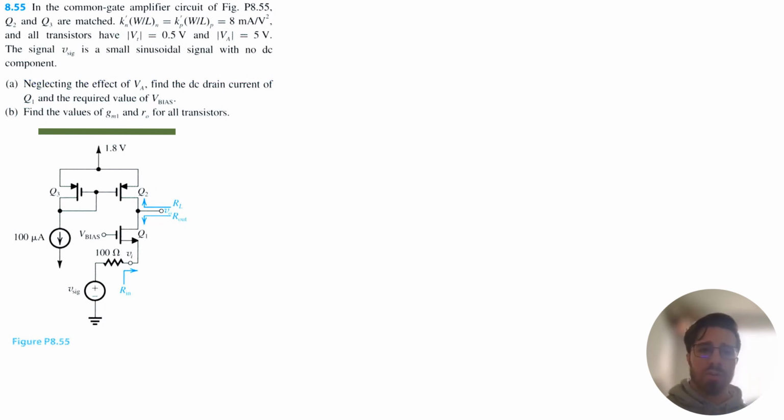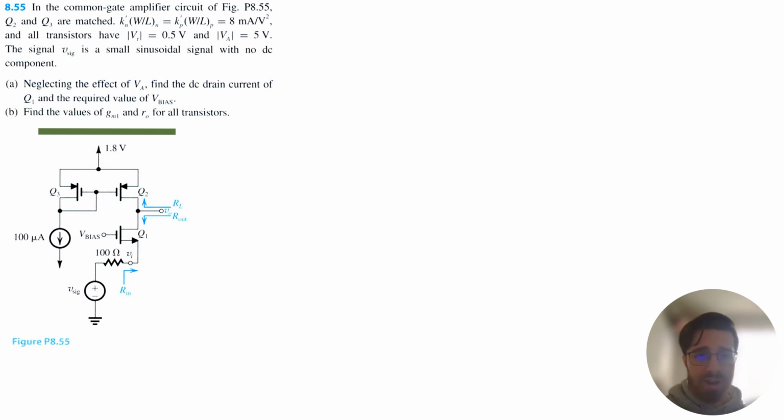Before I start solving part A, let's discuss what's actually happening in the circuit. So we see that Q3 and Q2 are both PMOS devices because the arrow is pointing at the top. Q1 is an NMOS transistor cascaded with Q2.